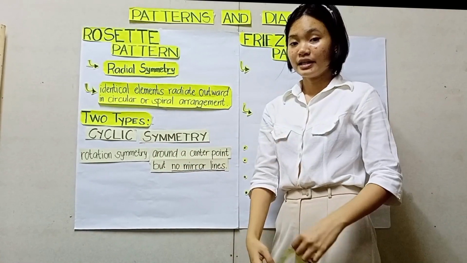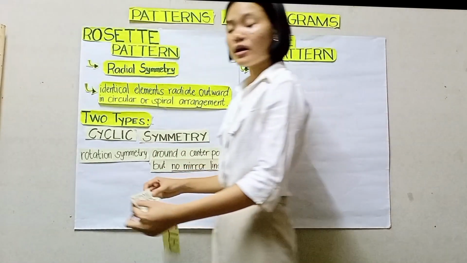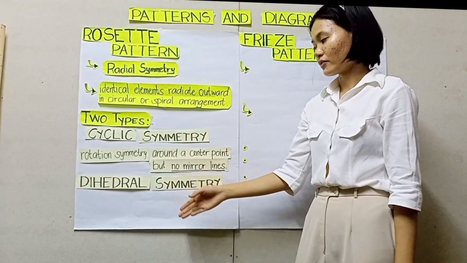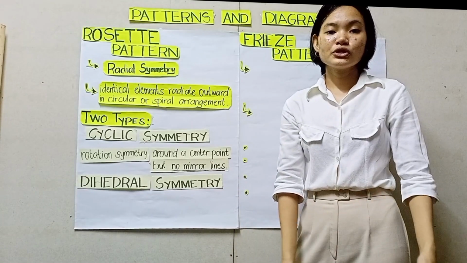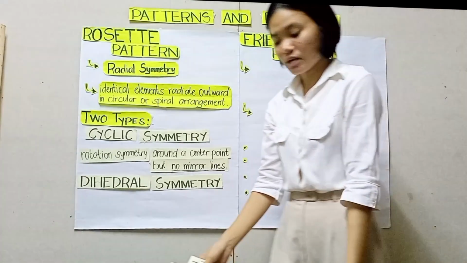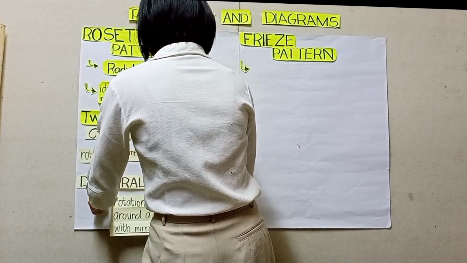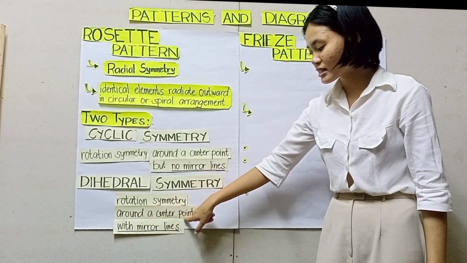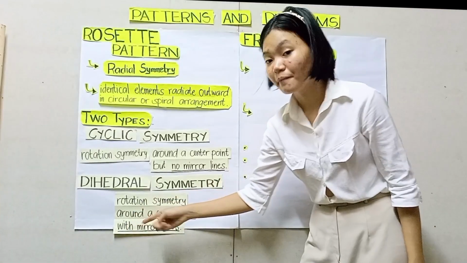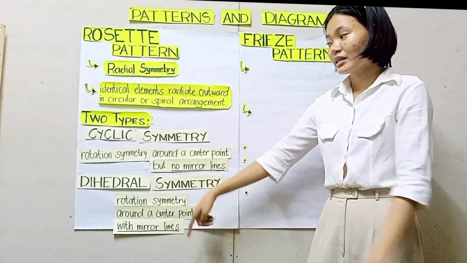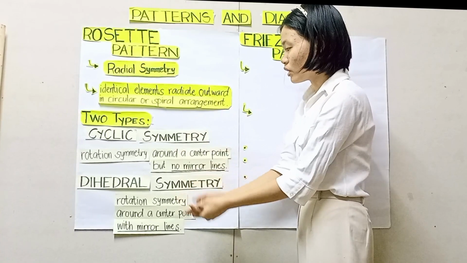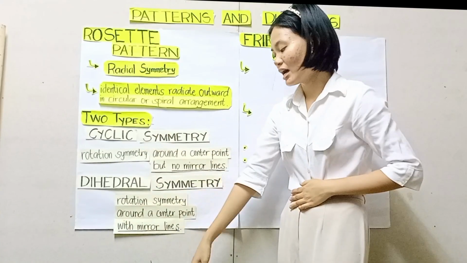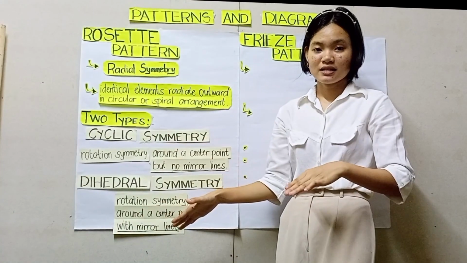The next one is dihedral symmetry. Dihedral symmetry refers to rotation symmetry around a center point with mirror lines. Let's compare the two. The first one, the cyclic, has no mirror lines, but the dihedral has mirror lines.